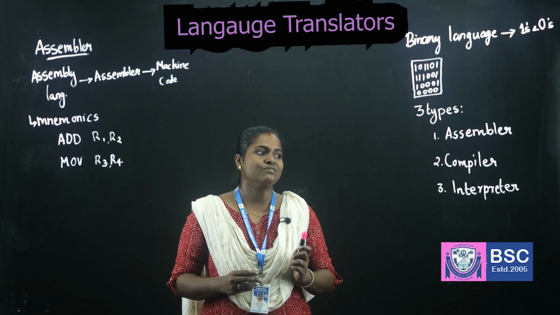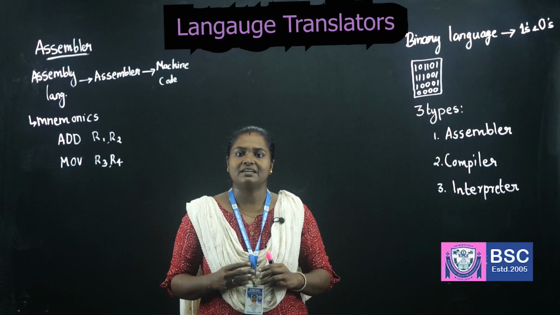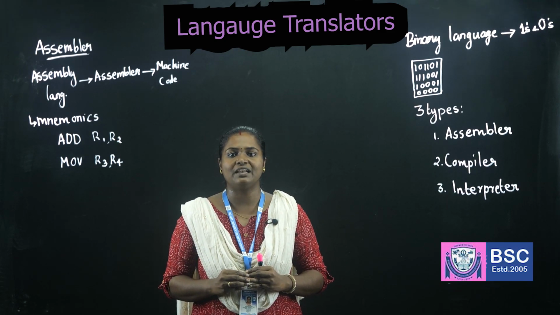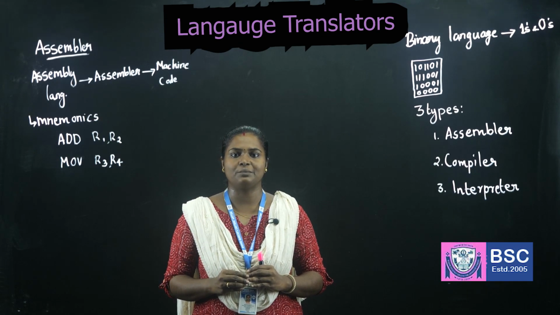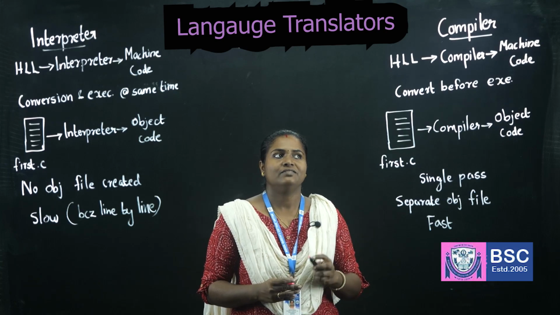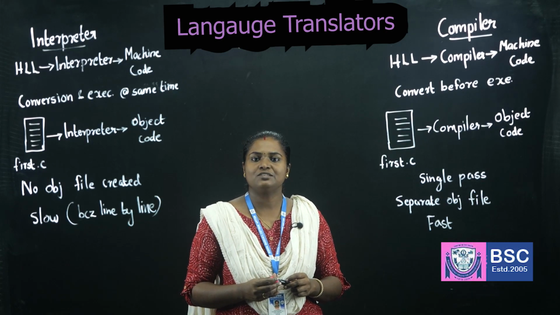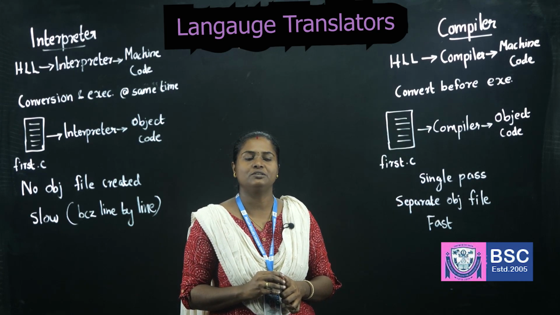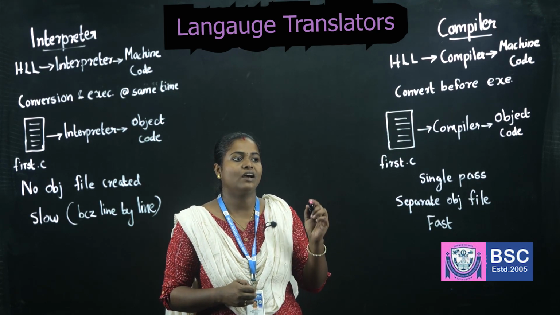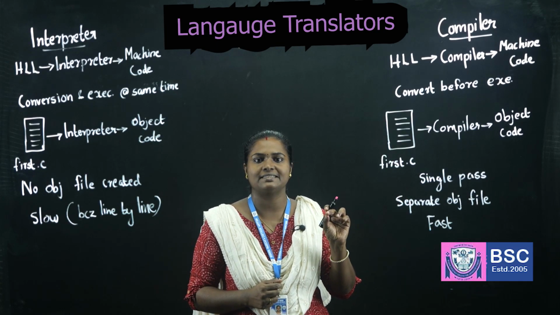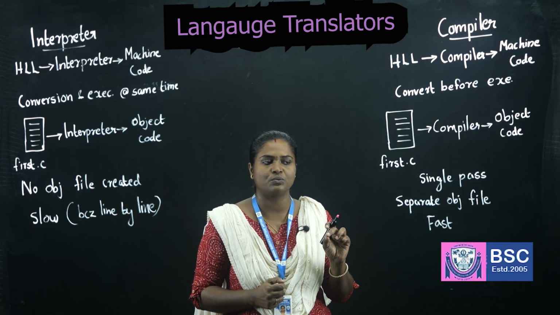Then the next ones, compiler and interpreter. Compiler and interpreter both are used for converting high level language into machine understandable format. So next we are going to look at the compiler. What is a compiler? A compiler is used for translating high level language into machine code. Suppose this is my first program, first.c. C is the extension of any C language program.